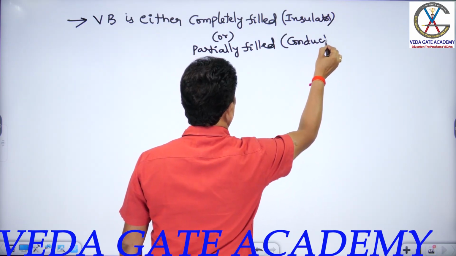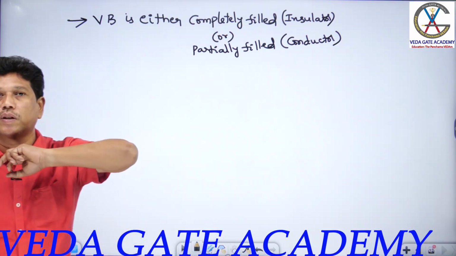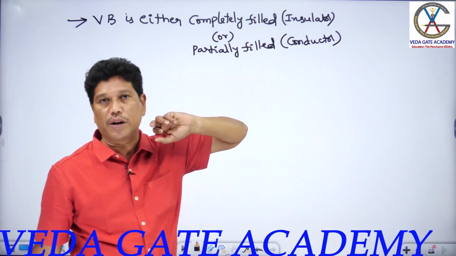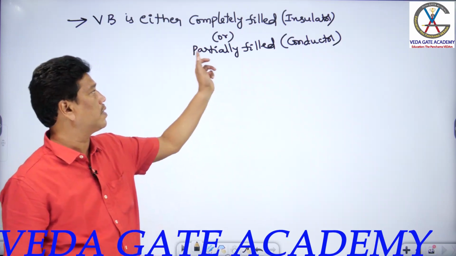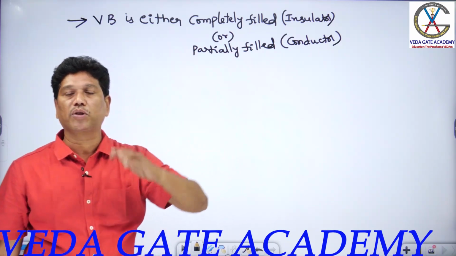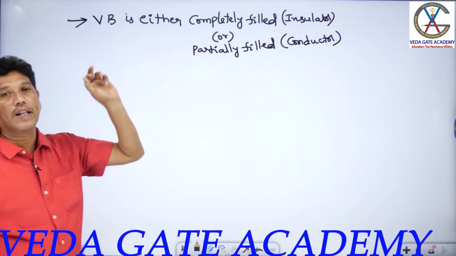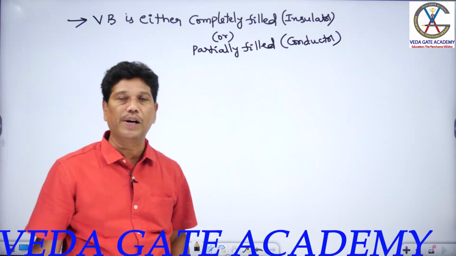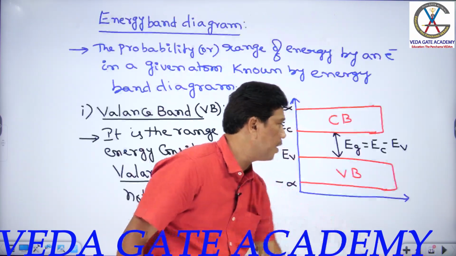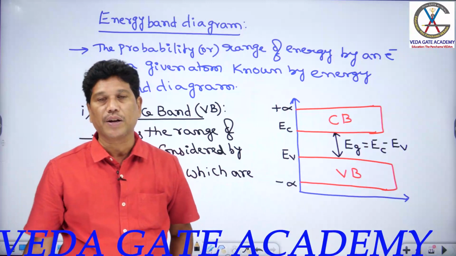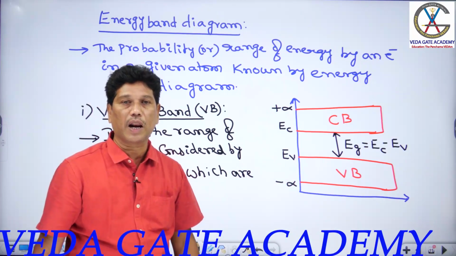Is it right or not? I showed that in the particles. So the valence band is either completely filled, meaning all electrons are in the valence band only and nothing is in the conduction band, which you find in insulators, or partially filled, meaning electrons are distributed in both valence and conduction bands, which you find in conductors. Remember, the valence band represents the energy range considered by valence electrons, which are not free. Simply, it is the energy range associated with bound electrons.